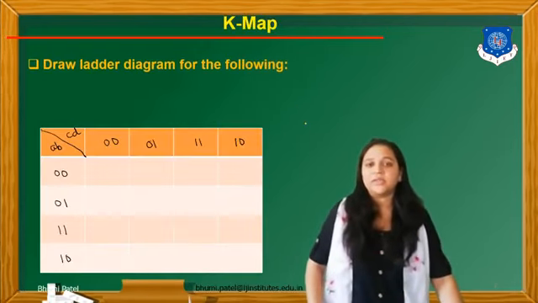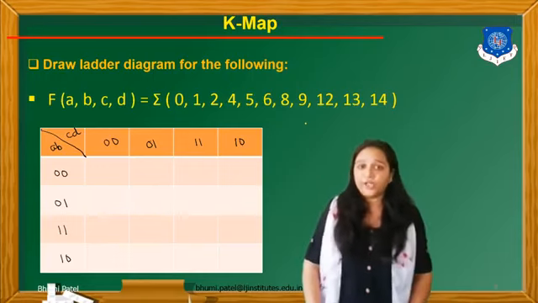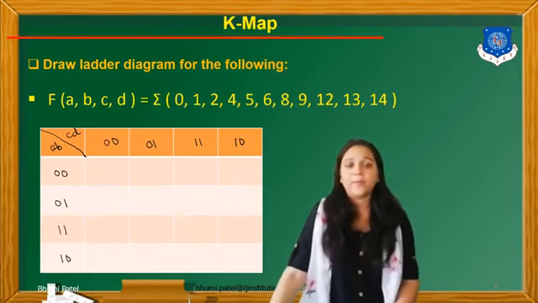Now the next problem is to draw the ladder logic diagram for the following function, and the function is given as A, B, C, D and the terms are given.